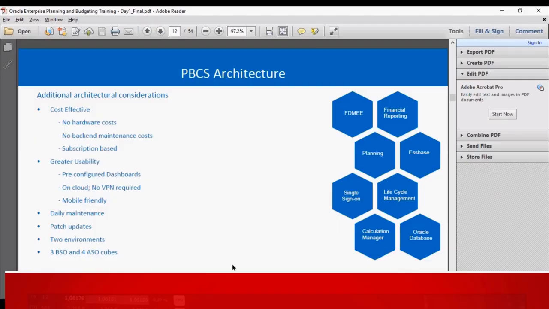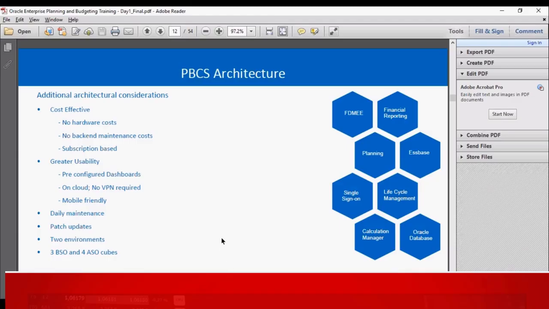Okay, moving on. So here are some more additional architectural considerations. It's cost effective, as there are no hardware costs and no backend maintenance costs, as everything is being handled by Oracle. So basically, in Hyperion Planning, we used to purchase the entire hardware, and there should be people also to maintain that backend hardware. Now, as everything is handled by Oracle, these costs can be eliminated, and it is subscription based, so it's very cost effective compared to the on-prem version.